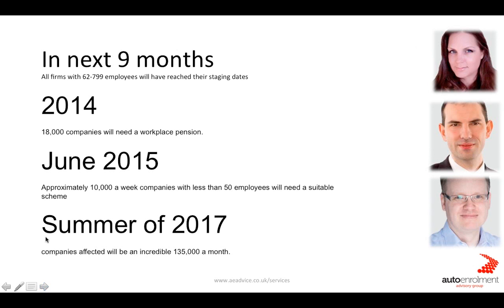Okay, so the other thing to consider when it comes to auto enrolment is that it is a massive, a huge opportunity. In the next 6 months, any firm that employs over 62 people will have reached their staging dates. By 2014, 18,000 companies will have a workplace pension, and by June 2015, there'll be 10,000 smaller firms going in every single week. That's going to go up by the summer of 27, and that will be 135,000 a month. So it's a huge opportunity just because of the size and the numbers of firms that need to comply.